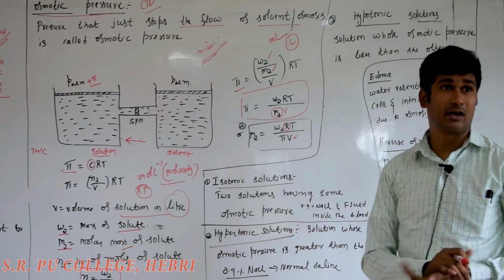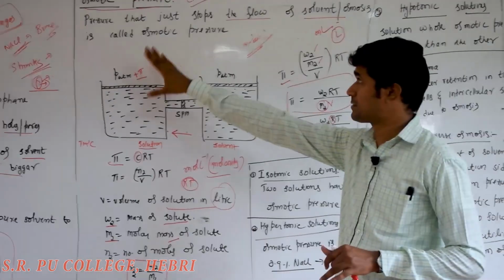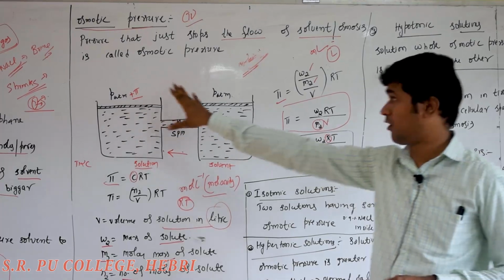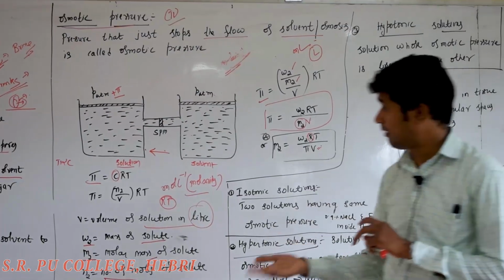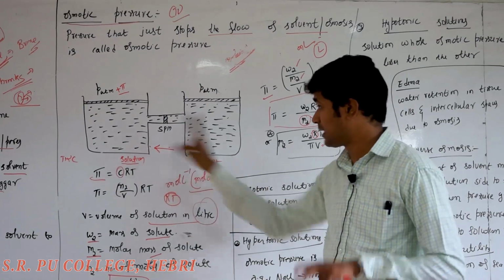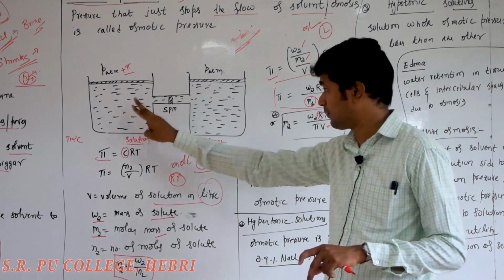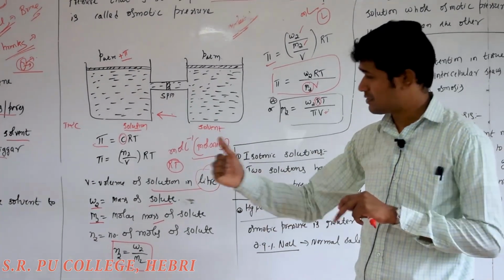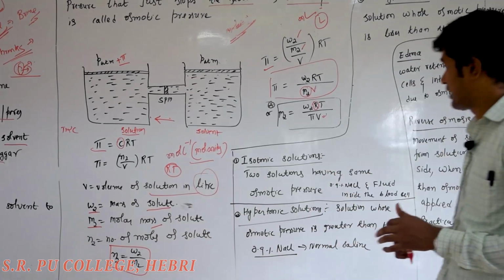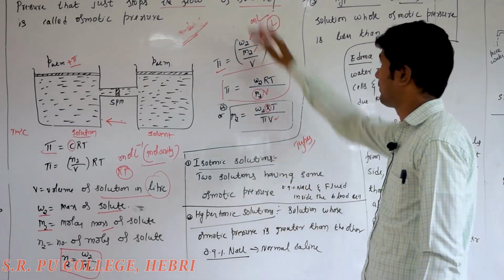So this is about the osmotic pressure. Hope you understood. So osmotic pressure is the pressure that just stops the flow of solvent, or which stops the osmosis. It is external pressure applied to the solution side to make the osmotic pressure equal on both sides. If the osmotic pressure is equal on both sides, then there is no osmosis. Next, we are going to study the types of solution based on osmotic pressure.